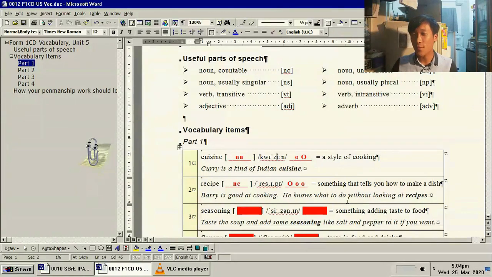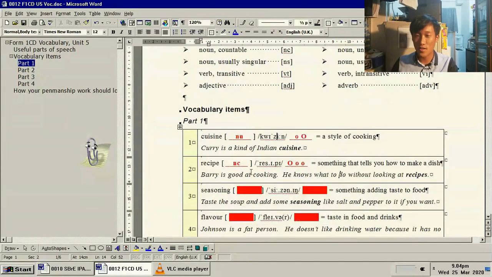Meaning, something that tells you how to make a dish. So Barry is good at cooking. He knows what to do without looking at recipes. So recipes tell you how to make a dish. It's the kind of book or something you find on the internet telling you, okay, step 1, do this, step 2, do that, and then how to make the dish.